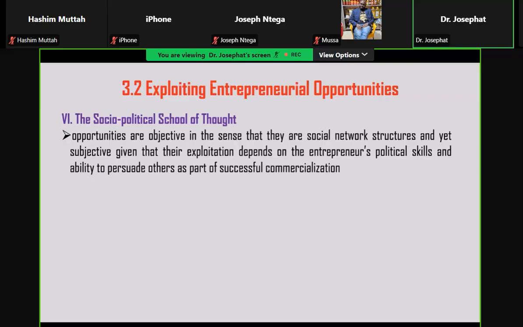Opportunities are subjective in the sense that they are social network structures, yani mahusiano ya kijamii ambayo yako ndani ya jamii, and yet subjective given that the exploitation depends on the entrepreneurial political skills, uwezo wake, maarifa yake ya kisiasa alionayo, and the ability to persuade others as part of their successful commercialization. Kwamba kutokana na social network structure, uwezo wa mjasiriamali wa kisiasa au skills alizonazo za kisiasa zinaweza kumsaidia kuweza kushawishi wengine, the rest of the society, kuweza kupersuade such opportunity within the environment.